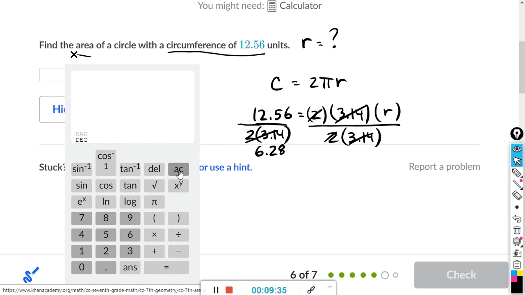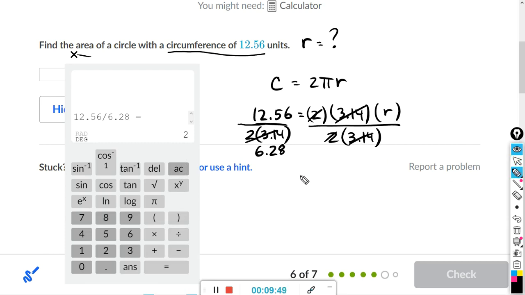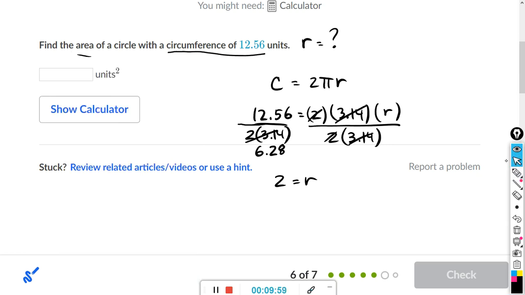All right, hit clear. 12.56 divided by 6.28. And hit equals. Okay, and the radius is 2. For almost all of these, you should get a whole number for the radius. Okay, the radius equals 2. And then from there, it's easy. Okay, because they said they want the area.